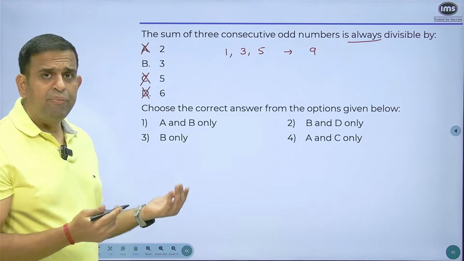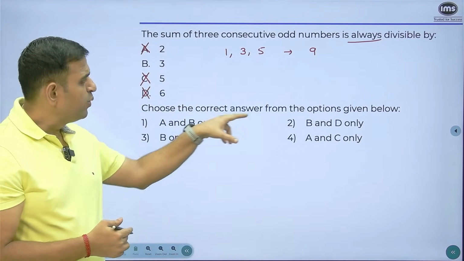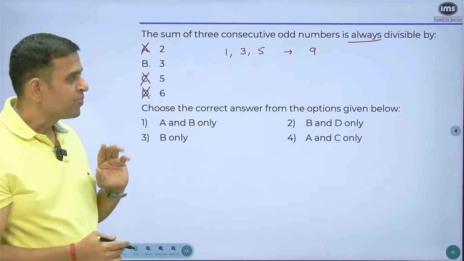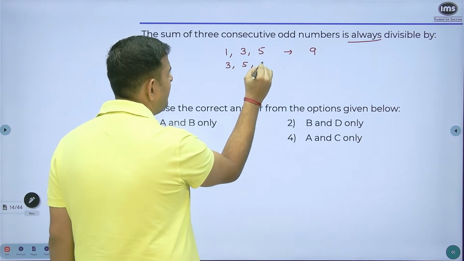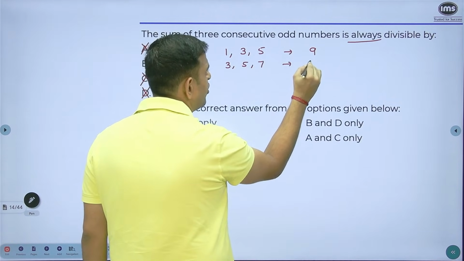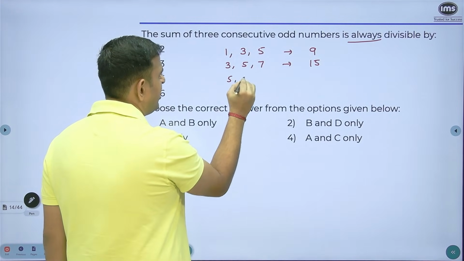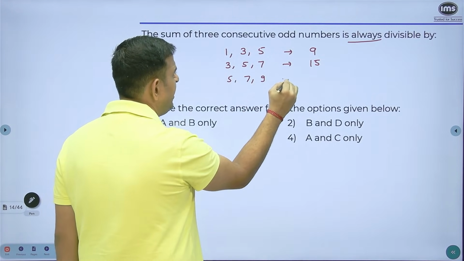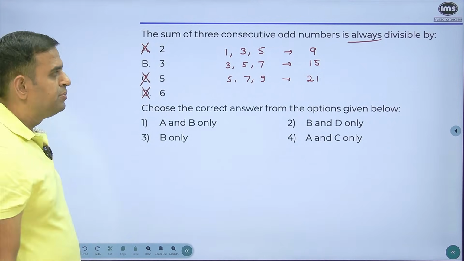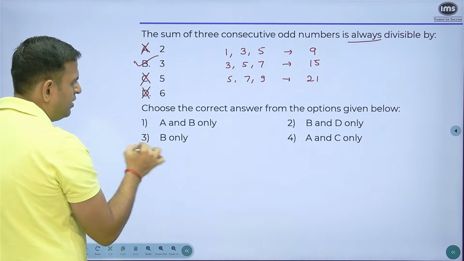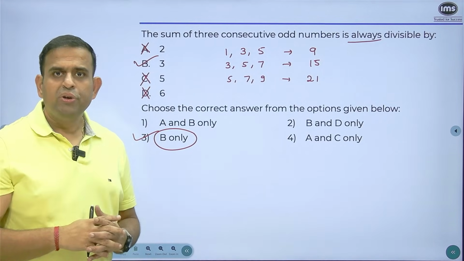Again, note, it may happen that for some other value, it might not be a multiple of 3, but I don't have an option like none of the above. So I can just go and check for a few more numbers for my convenience. 3, 5, 7. This will give you a sum of 15. Again, divisible by 3. 5, 7, 9. The sum becomes 21. Again, divisible by 3. So only B, and that means option number 3 is going to be the required answer for this particular question.